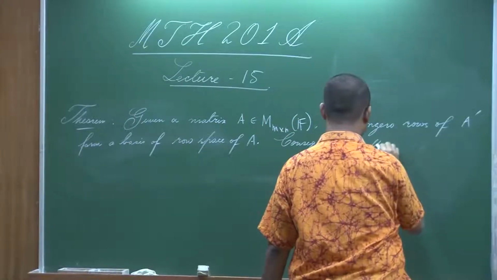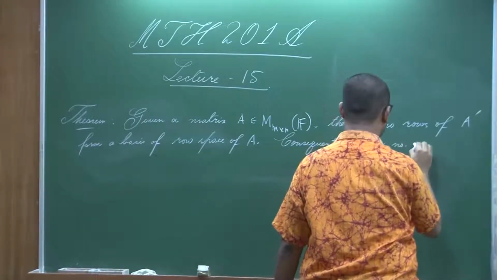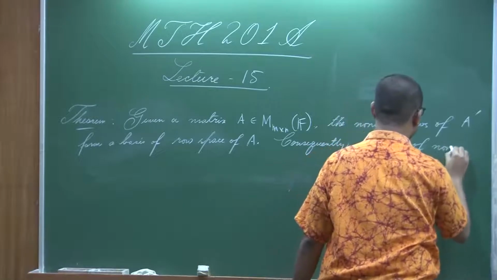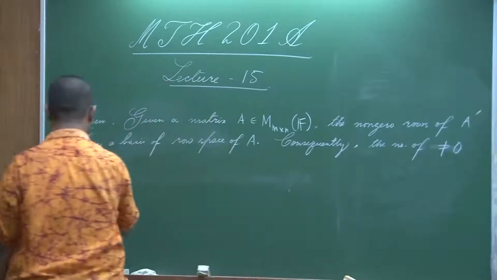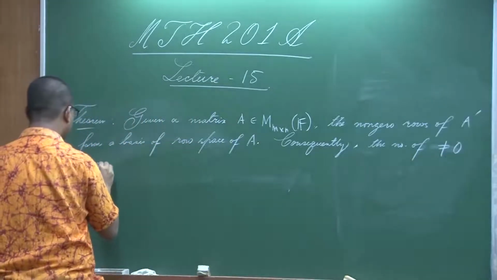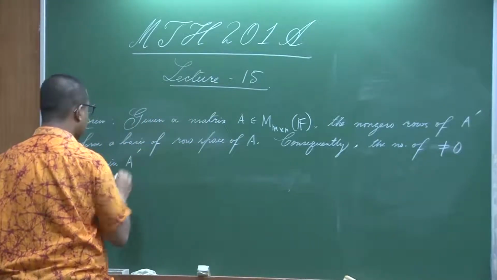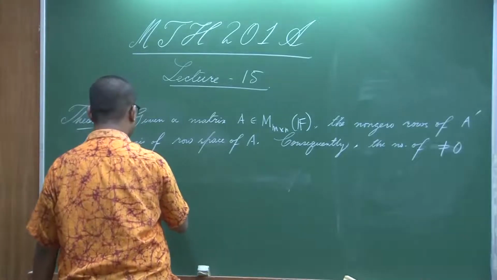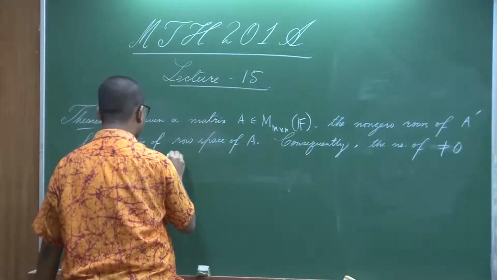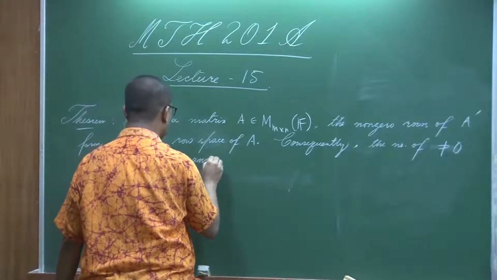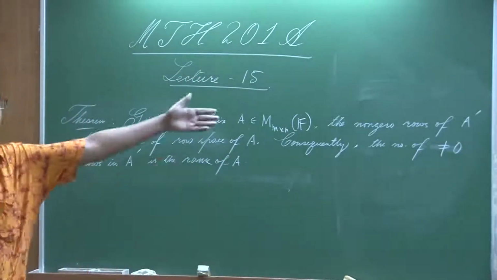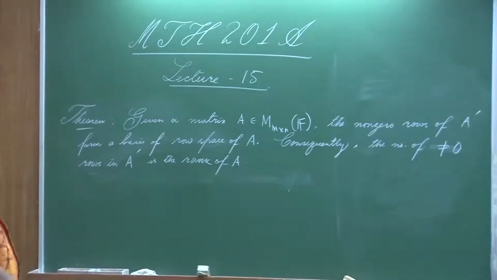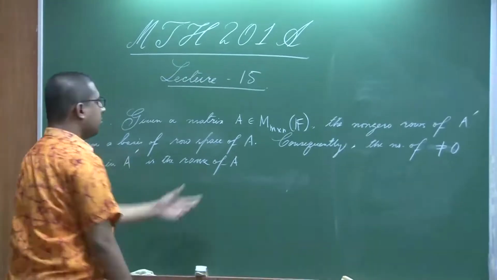And consequently, the number of non-zero rows in A prime is the rank of A, because it is the row rank, and row rank is the rank. Okay. So, this is what we have proved.